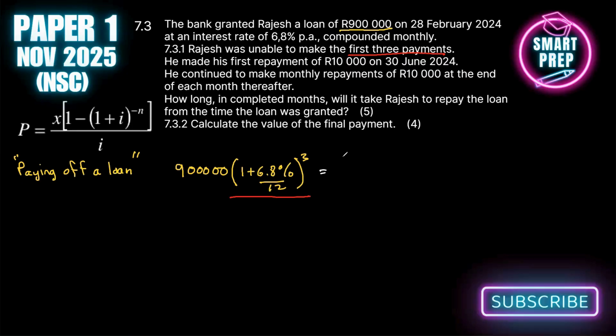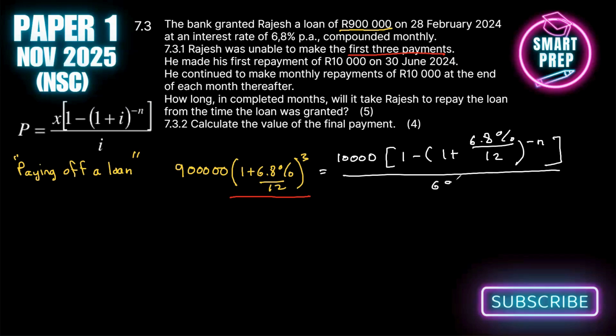Now I can say X is the 10,000. That's how much his payments are. And then it's going to be 1 minus 1 plus the 6.8%. There's no change in interest. Over 12 to the power of negative n, over 6.8% over 12. And when we simplify that, let's look at what we get.